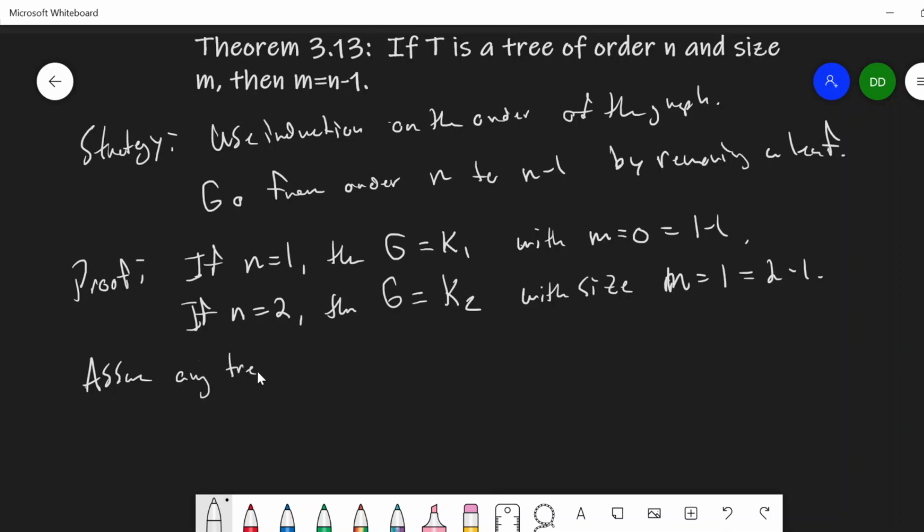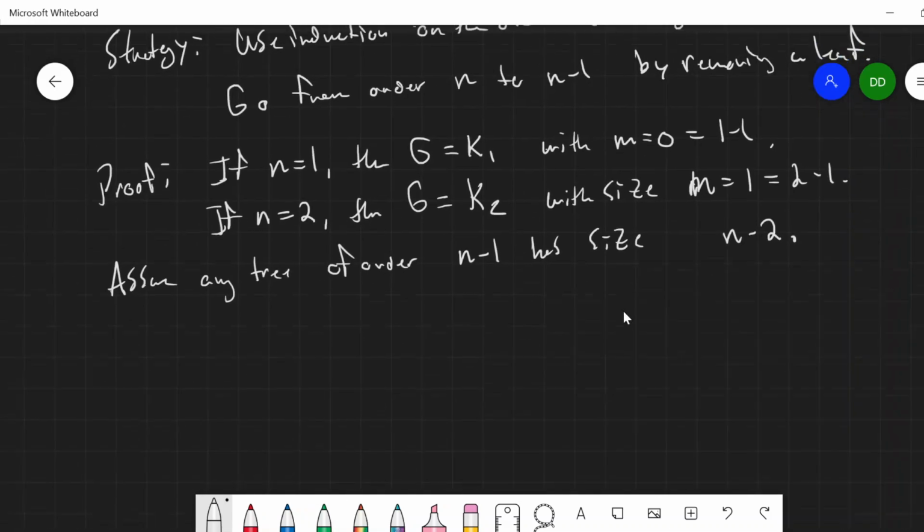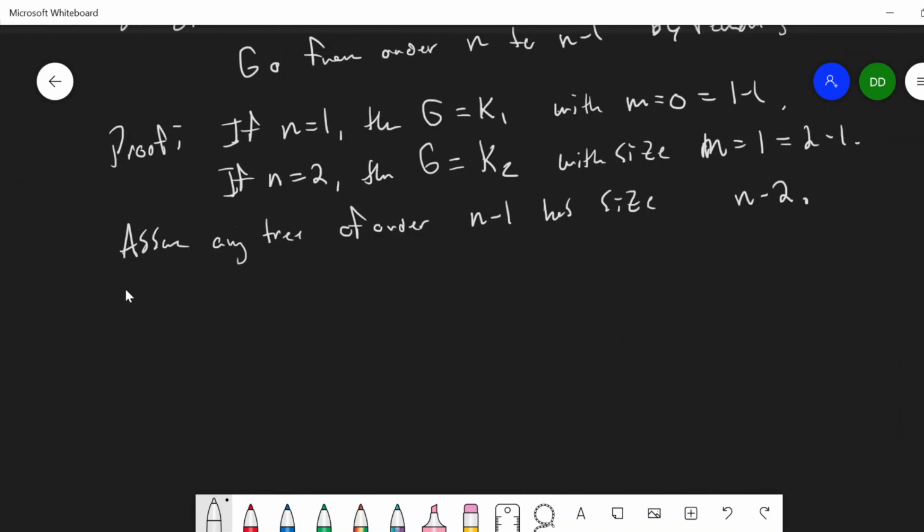We'll assume any tree of order n minus 1 has size equal to its order minus 1, so size n minus 2. I'm not even going to use m because I'm going to use m later. We'll just say every tree of order n minus 1 has size n minus 2. So that's my induction hypothesis, and I'll give myself a tree of order n.